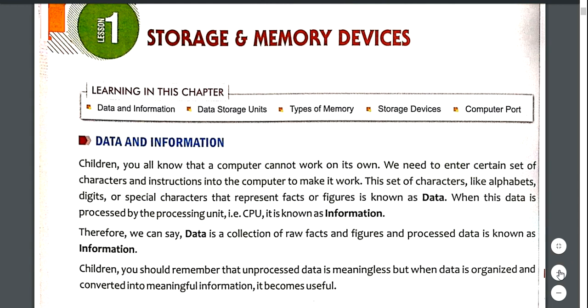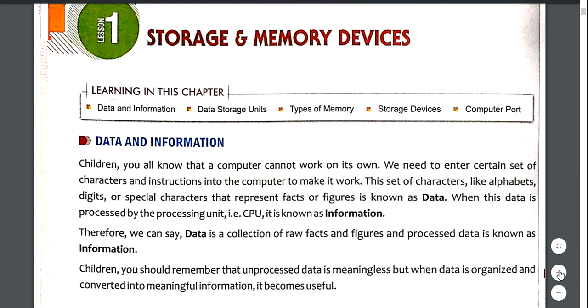So children, you all know that a computer cannot work on its own. We need to enter a certain set of characters and instructions into the computer to make it work. This set of characters, like alphabets, digits, or special characters that represent facts or figures, is known as data. When this data is processed by the processing unit, that is the CPU, it is known as information. Therefore, we can say data is a collection of raw facts and figures, and the processed data is known as information.